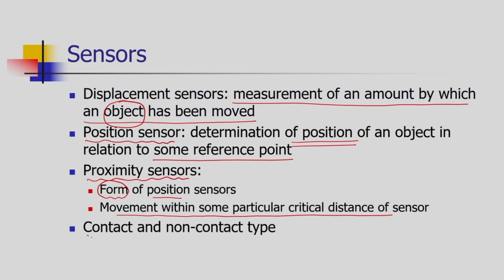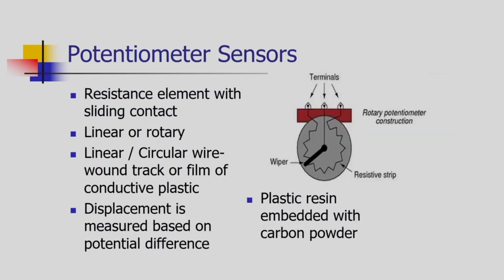These sensors are available in the industry in contact or non-contact mode. Now, let us come to the first sensor, that is the potentiometer sensor. The potentiometer sensor has a resistance element and a sliding contact.